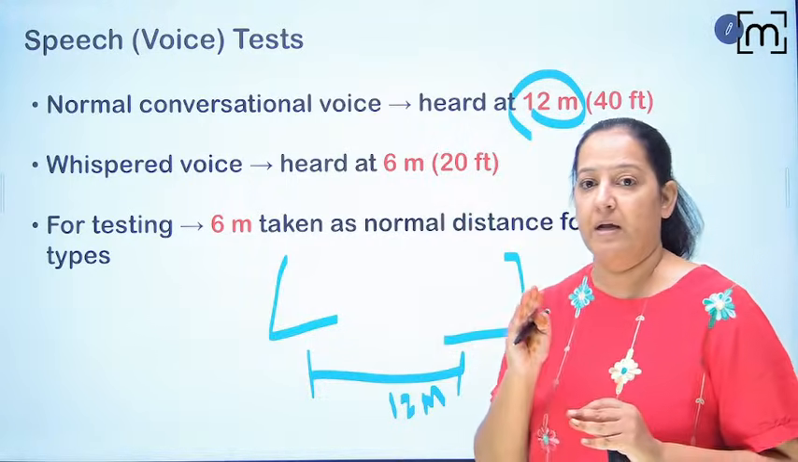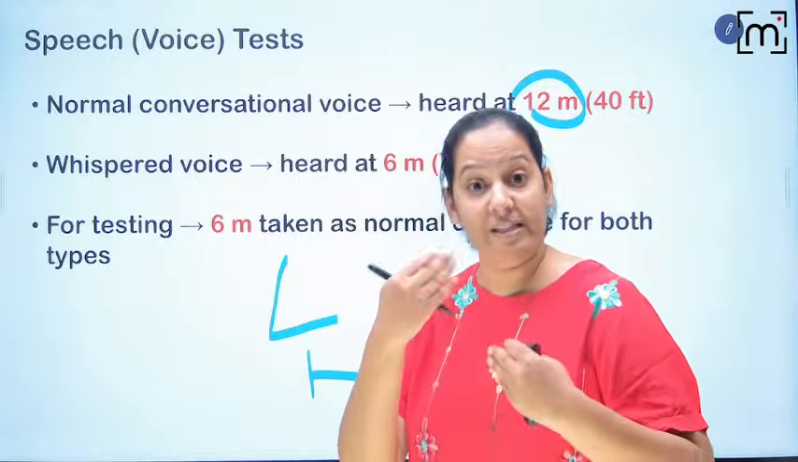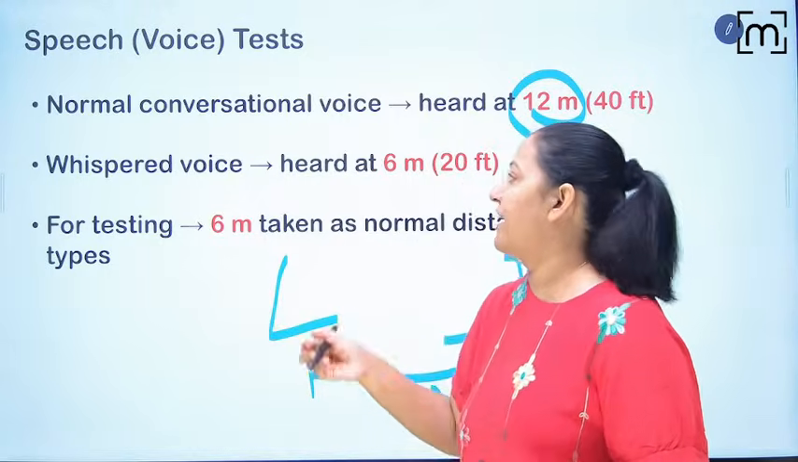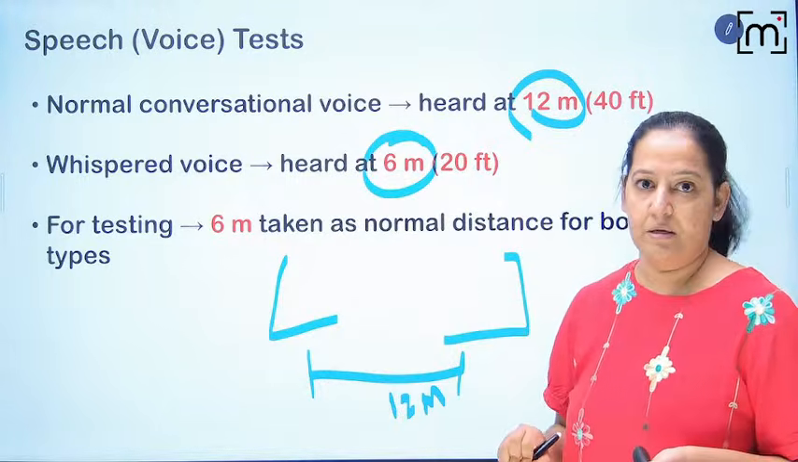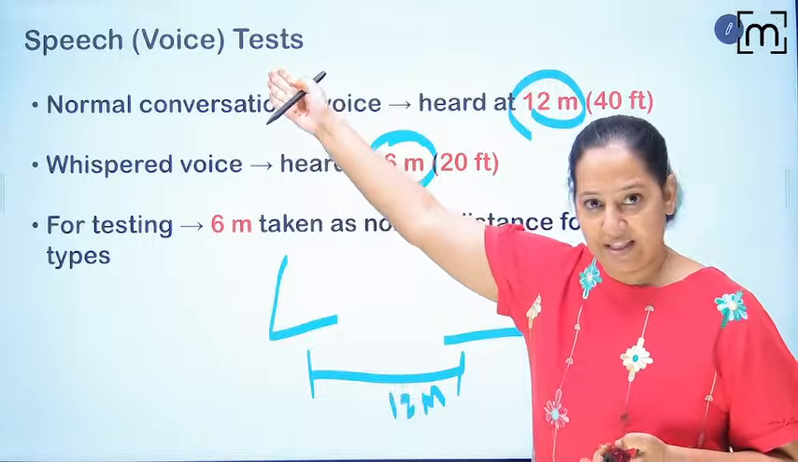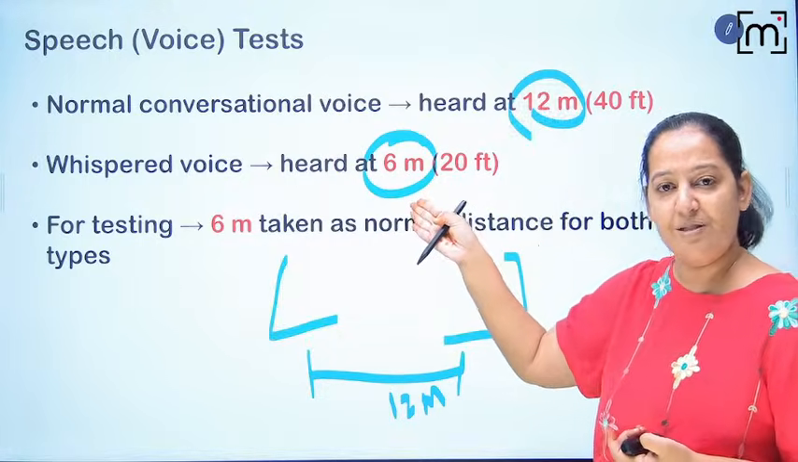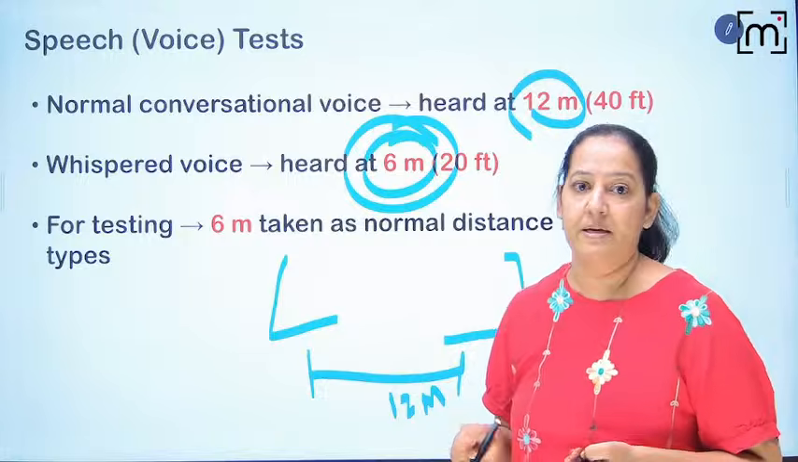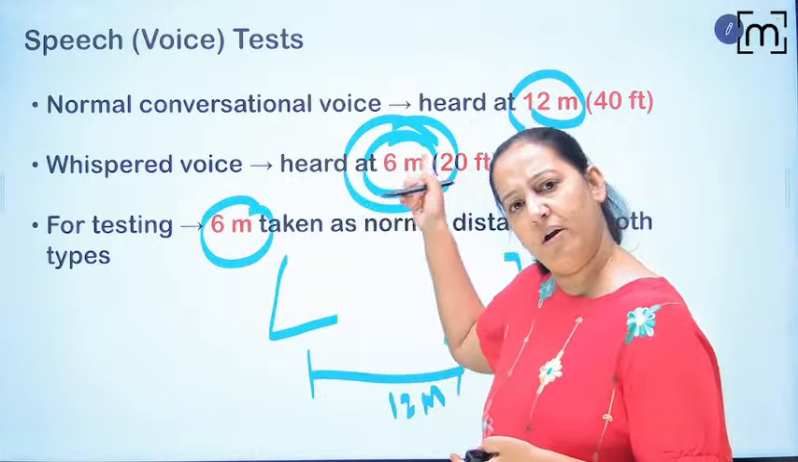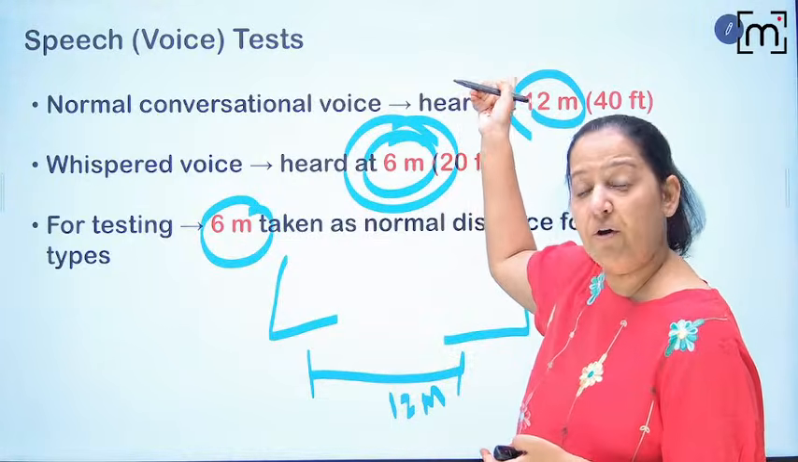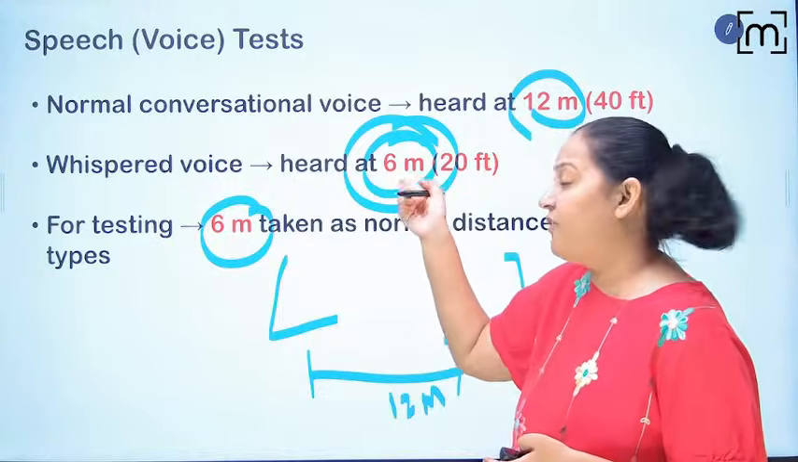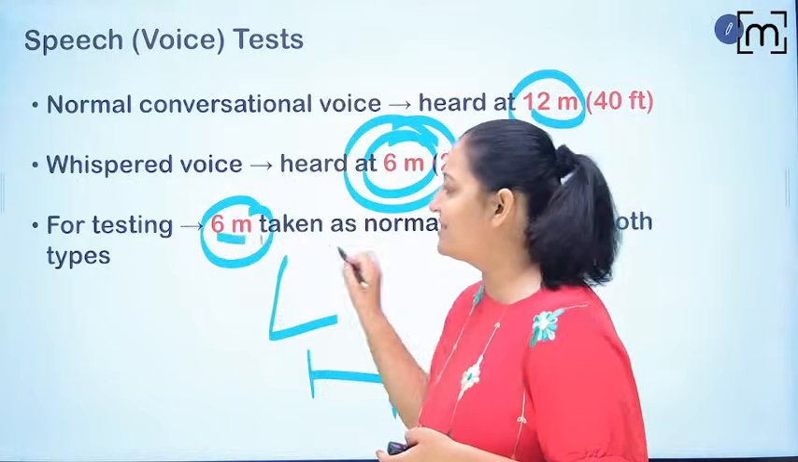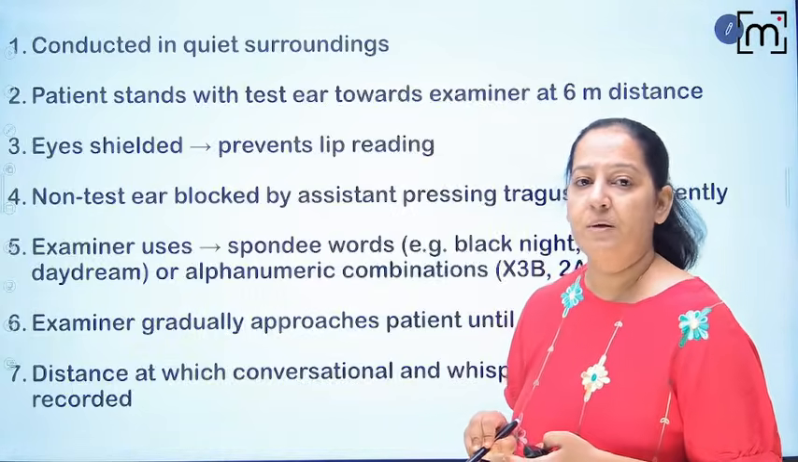But if I'm whispering, hello, can you hear me? For whispering, the distance should be 6 meters. For performing this test, whether we should take 12 meters or 6 meters, we decided to take 6 meters, the whisper distance, as standard. Normal conversation is 12 meters, but for the sake of performing this test, we are taking 6 meters as standard.